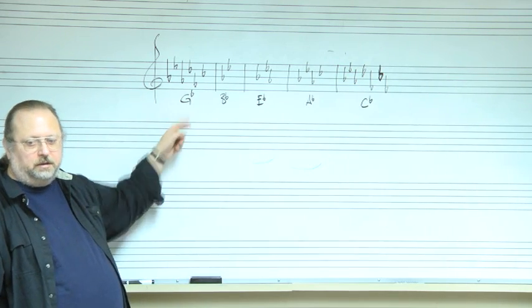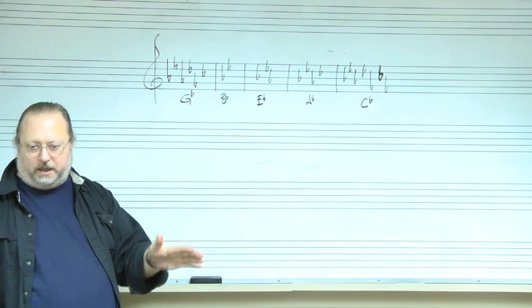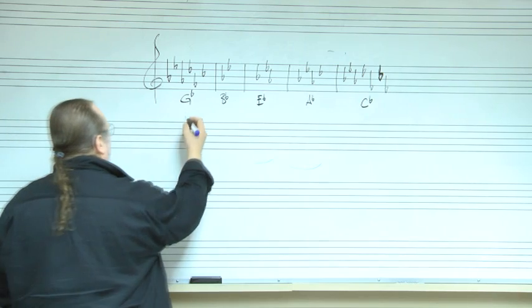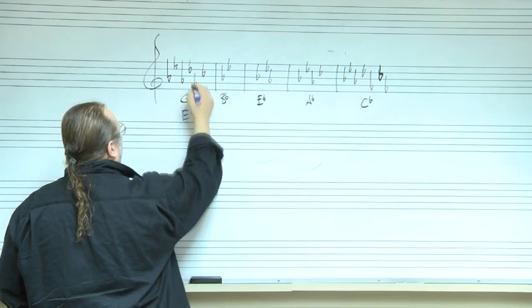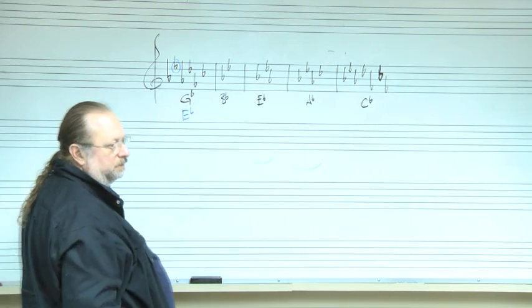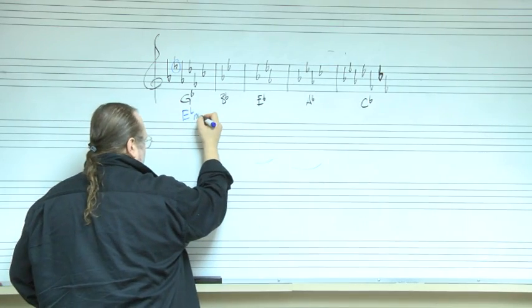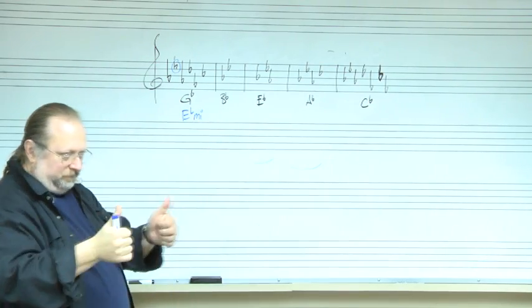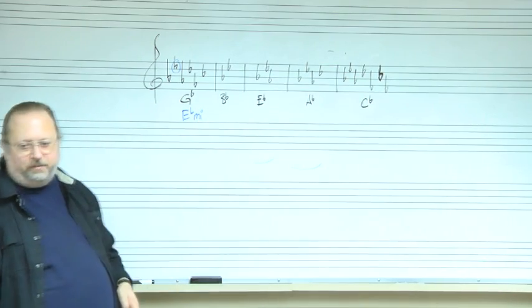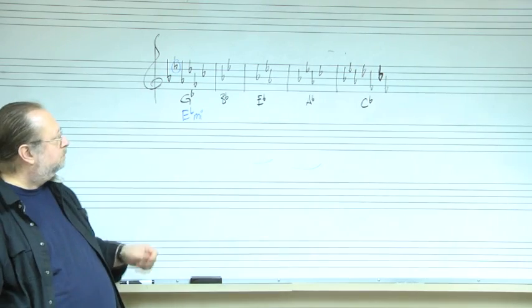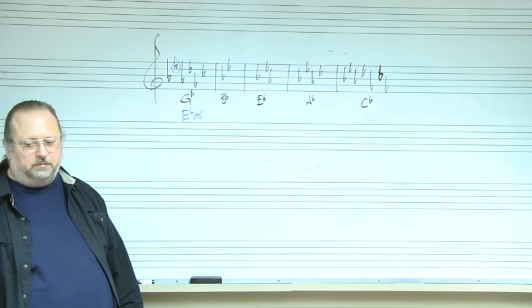G flat. C minor. G, A, B, C, D, E flat, right? E flat, right? Why? Because we have an E flat right there. Then E flat minor. That's what we're doing. Okay. Minor keys. Minor key for B flat. G minor. B, A, B, C, D, E, F.